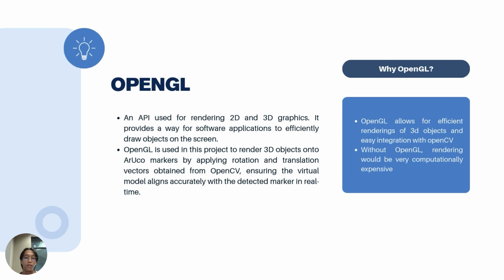Now, why OpenGL? OpenGL is crucial for this project because it enables fast and efficient rendering of 3D objects, ensuring smooth performance. It also seamlessly integrates with OpenCV, allowing us to overlay graphics onto live camera feeds. Without OpenGL, rendering 3D objects would be much more computationally expensive, leading to slower performance and lag.